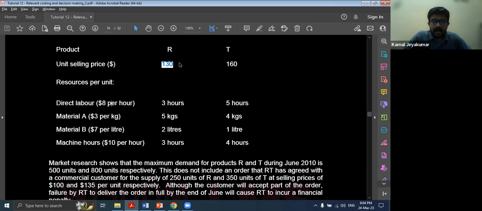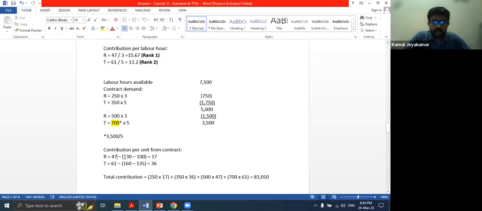To the market, it's at $130. To the commercial client at $100. So the $30 difference. Now contribution is selling price minus variable cost, no? So since you are selling at a lower price, you have deducted that difference. Same thing you have done for product T also, and got a contribution per unit that you can earn by selling to the commercial customer.